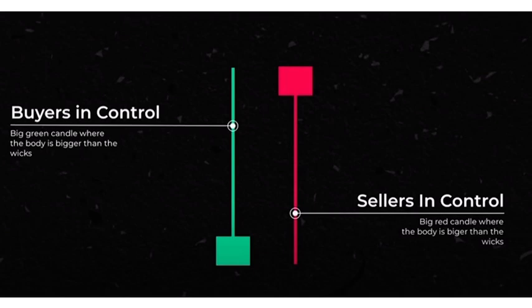So you can see this one, right? Big green body where the body is bigger than the wick, right? The body is bigger than the wick. Just know the buyers are in control. Big red candle where the body is bigger than the wick. Just know the sellers are in control. These are simple things that you have to know. It's not about the color, it's about the psychology behind the formation of the candle, right?